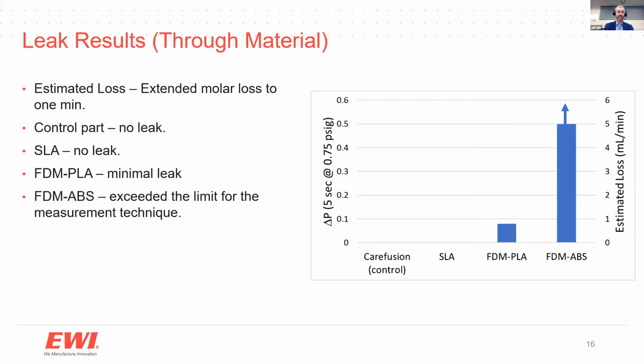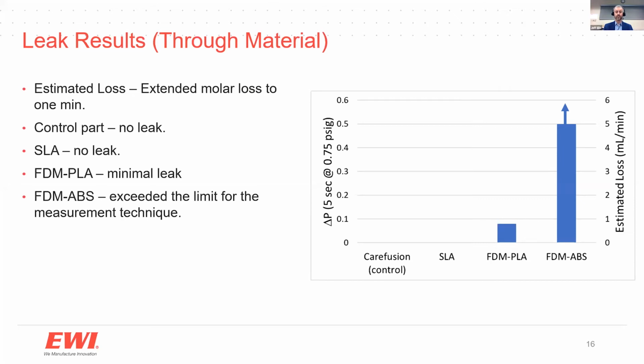That's not a surprise. It's made for exactly this purpose, so it's a good thing it doesn't leak. The SLA also had no leak, so that was good to see that it's a very non-porous material, the way that it prints upside down, layer by layer with the UV cure. You get basically no pores. The FDM definitely has some pores. We did see a minimal leak with the PLA, and then the ABS material exceeded the limit for our measurement technique.